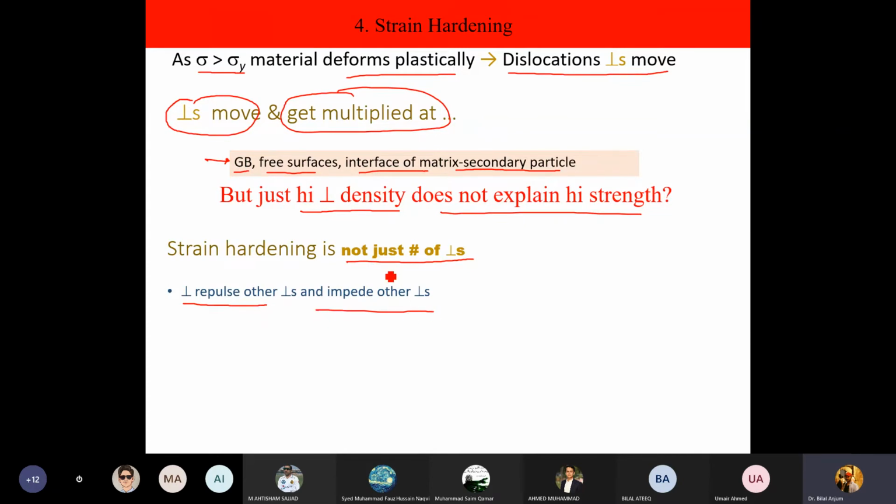What happens is that dislocations cross each other, they entangle each other. ये आपस में एक दूसरे के साथ इंटैंगल होके एक दूसरे की मोशन को मुश्किल बनाते हैं. That's why they strengthen the material.